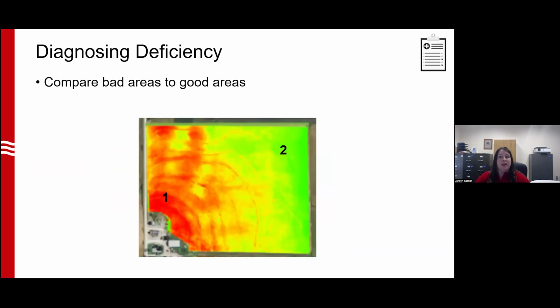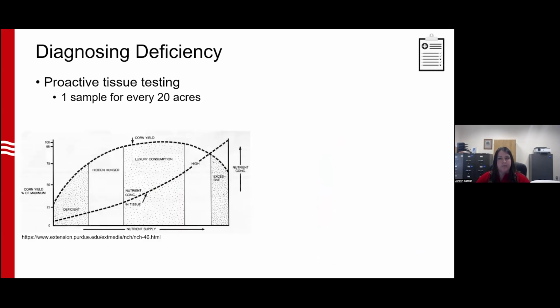So let's go back to our NDVI image from earlier. Say we have scouted the field and verified that yes, the green areas are healthy, robust plants, and the red areas are experiencing stress, and we have some visual nutrient deficiency symptoms. We can take tissue samples and soil samples in each of these areas to compare with each other and see what's missing and how we can maybe fix it.